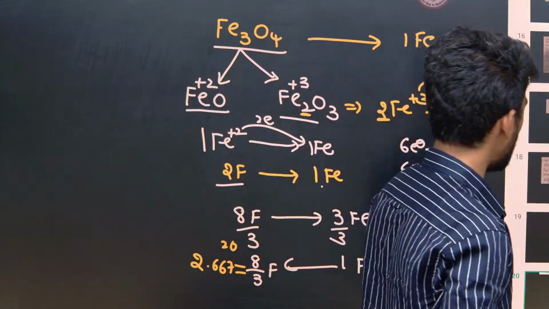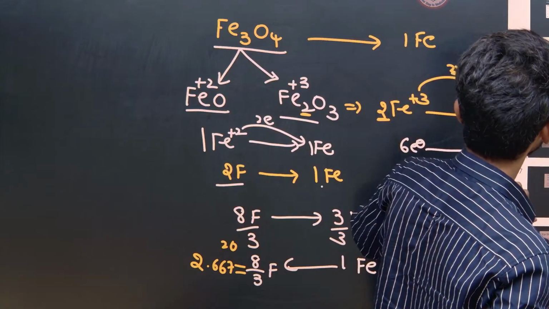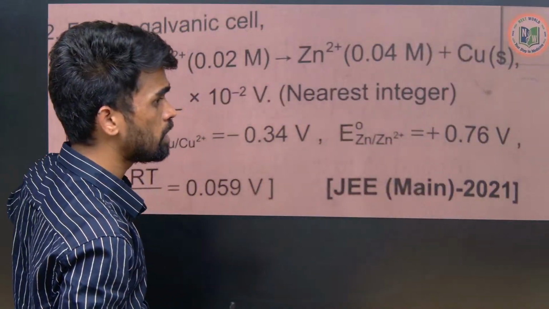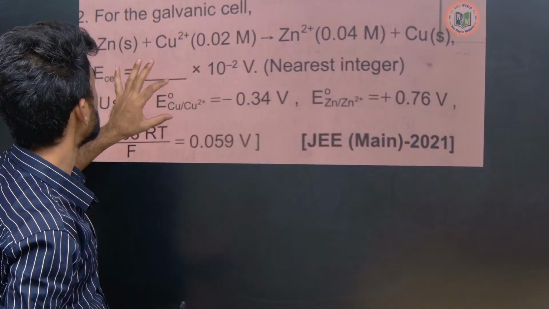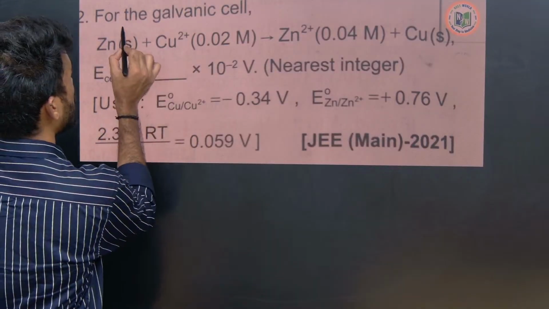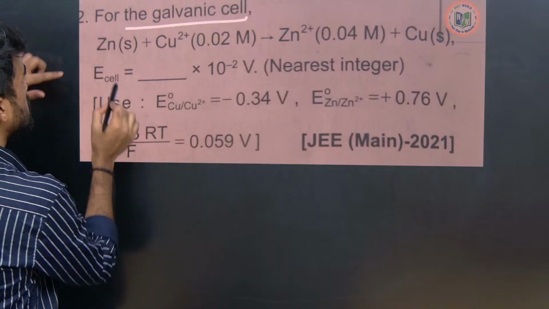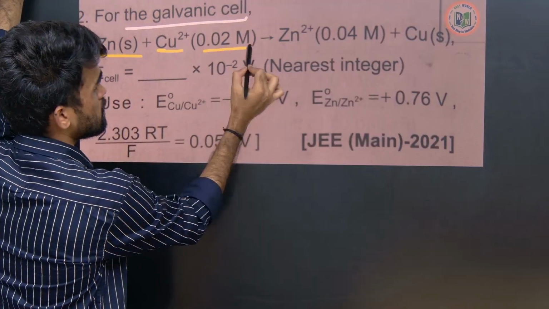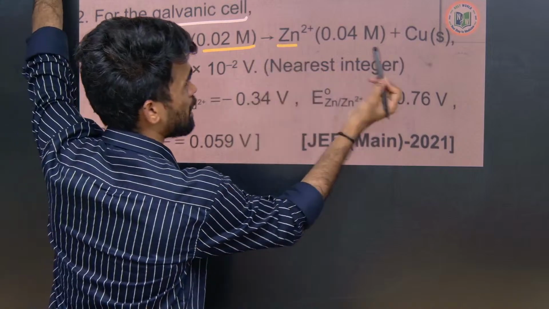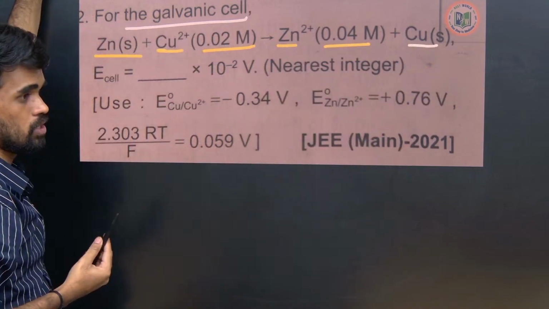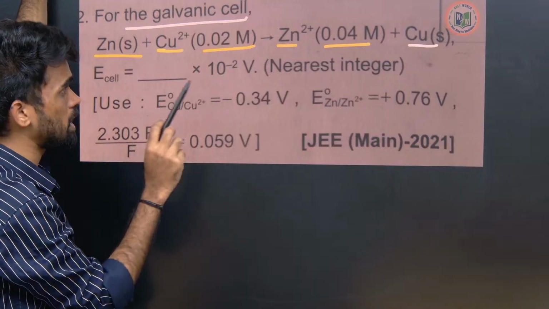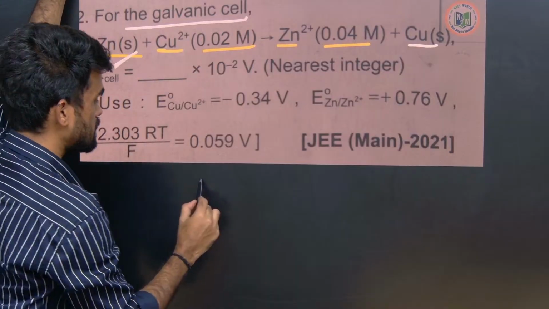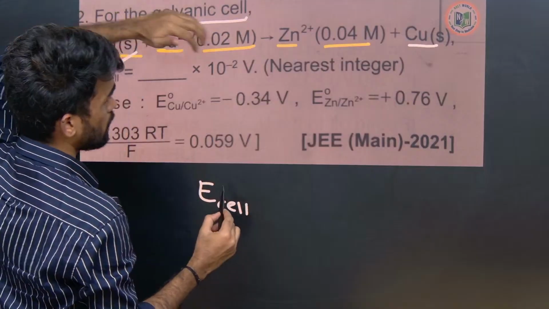So let's do a few other questions too. Here I have a question for you. Look into this. This is from the Nernst equation. The question says, for the galvanic cell, Zn solid reacting with copper +2 with this much concentration of copper +2, forming Zn+2 of this concentration and copper solid. This is a spontaneous redox reaction. So for this, what is the EMF generated? They are asking the E cell, the electrode cell potential of this particular cell.